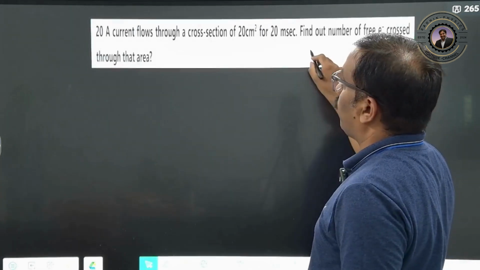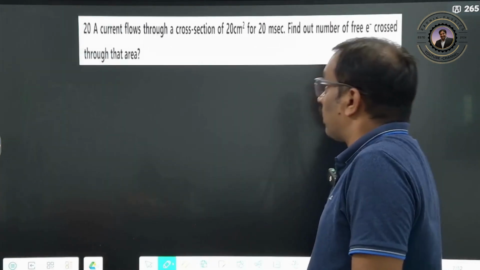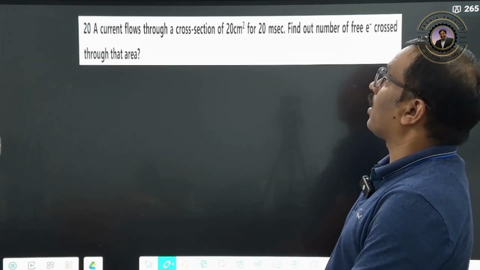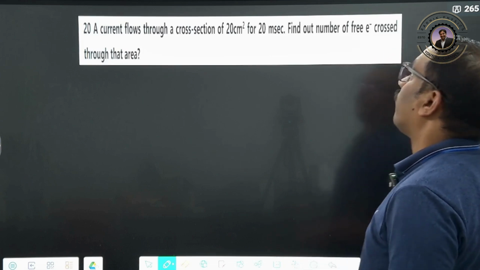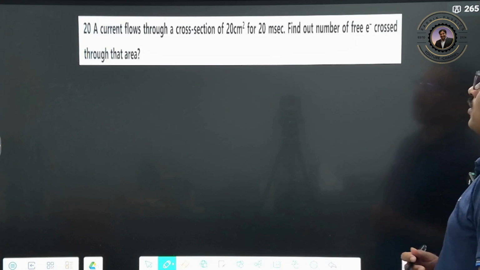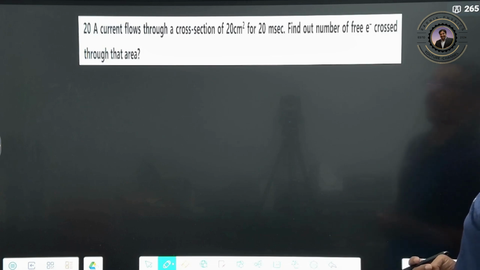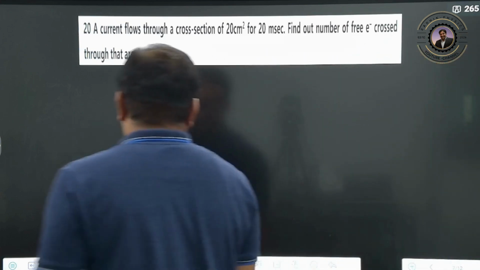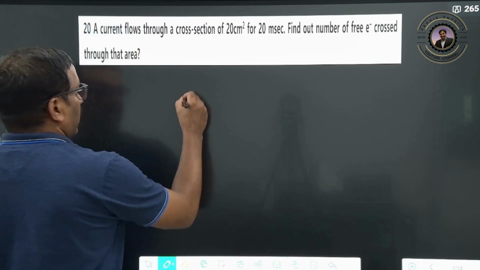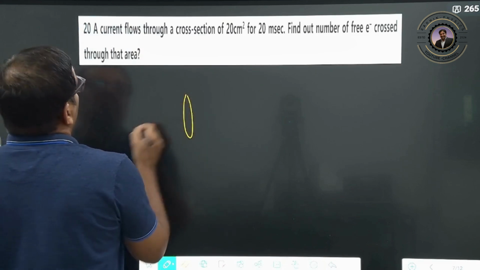So here, a 20 ampere current flows through a cross section of 20 centimeter square for 20 milliseconds. Clear? Find out the number of free electrons that crossed through that area. So we want to calculate the number of electrons crossed through that area.